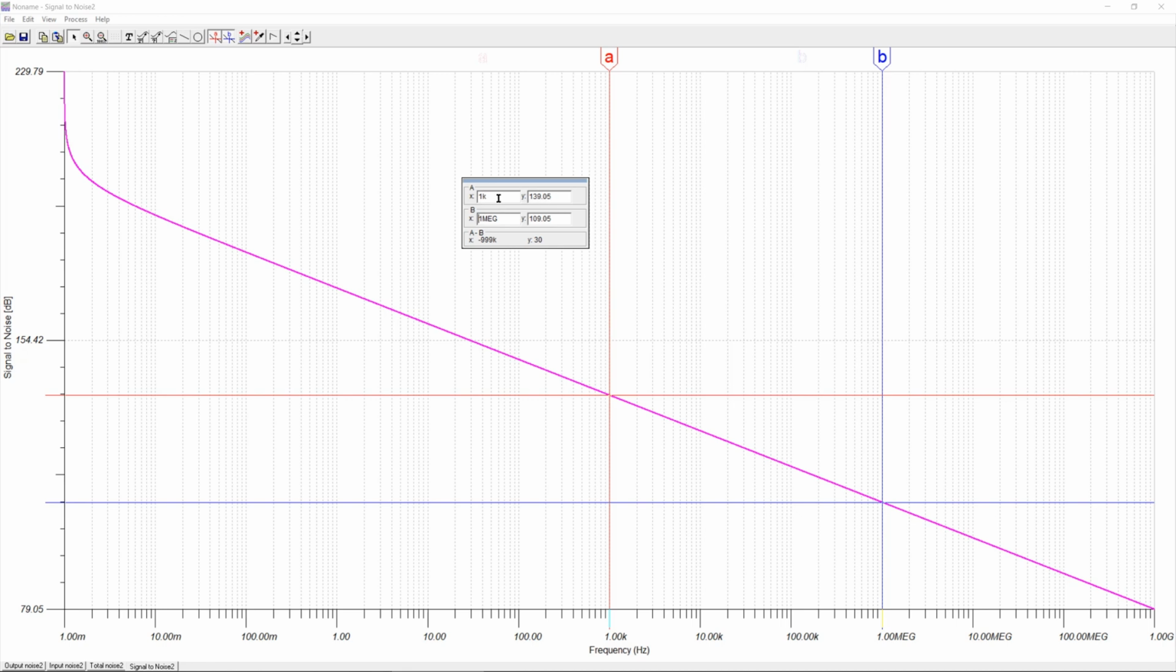So for each increase in my frequency in decades, between 1 kilohertz and 1 megahertz, I have 1, 2, 3 decades increase. That will decrease my SNR by 30 dB. So you will decrease your SNR by 10 dB for each decade increase in the frequency. And this is also in confirmation with the calculation and analysis we have done. So that's example number 1, specifically for the noise analysis.